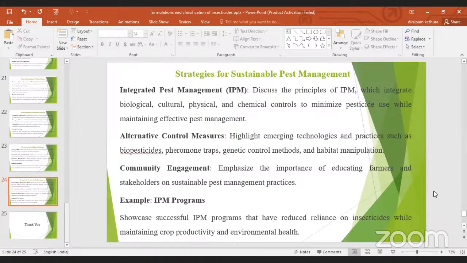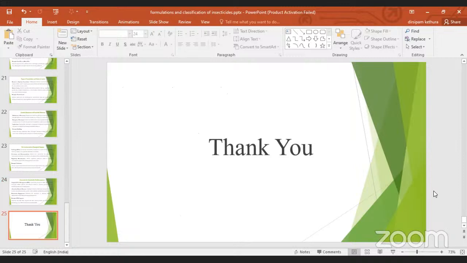We have to go for integrated pest management. We have to use alternative control measures. And we have to know about community engagement, where we study the importance of educating farmers and stakeholders on sustainable pest management practices. Example, IPM programs, which showcase successful IPM programs that have reduced reliance on insecticides while maintaining crop productivity and environmental health. By this, we completed the overview of the fundamentals of insecticide toxicology.